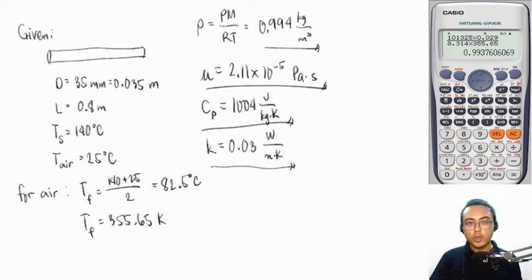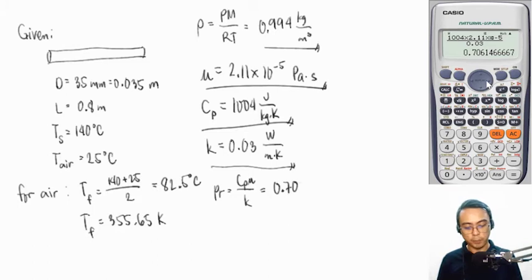Now we are ready to solve for the Prandtl number and the Rayleigh number. Let's first solve for the Prandtl number. Prandtl number is Cp mu over k, that is 1004 times 2.11 times 10 raised to negative 5 divided by the thermal conductivity 0.03. Our Prandtl number is 0.706.